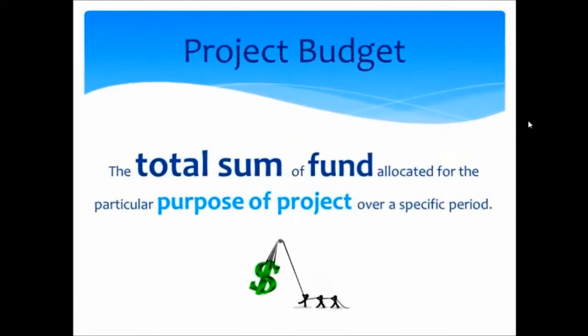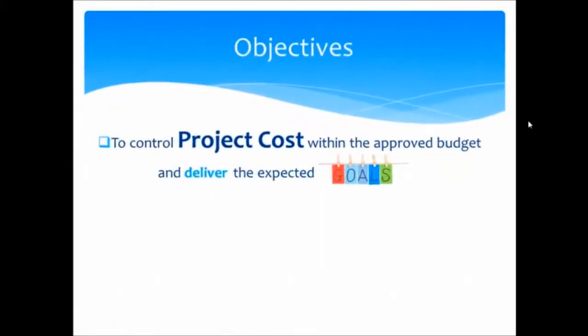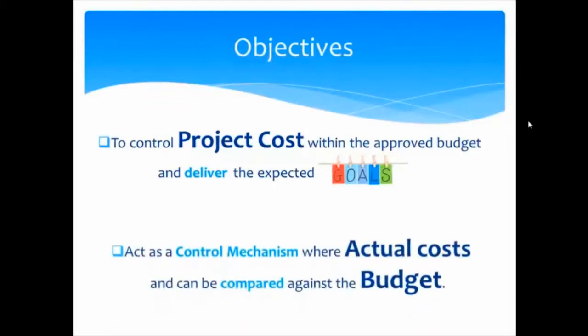A project budget is the total sum of funds allocated for the particular purpose of a project over a specific period. The objectives are to control project costs within the approved budget and deliver the expected goals, and to act as a control mechanism where actual costs can be compared against the budget.